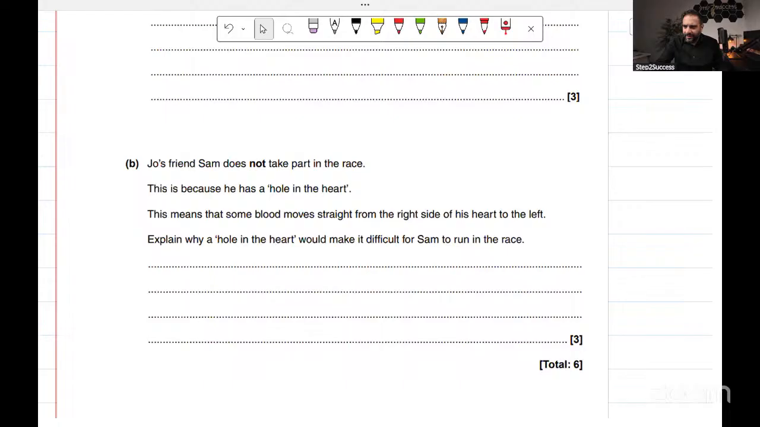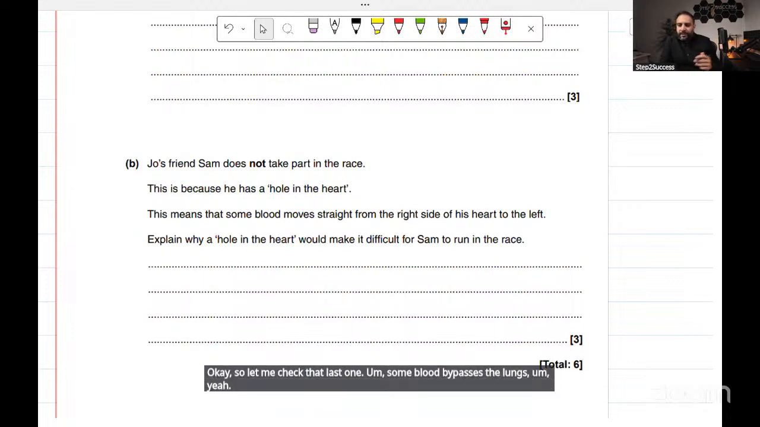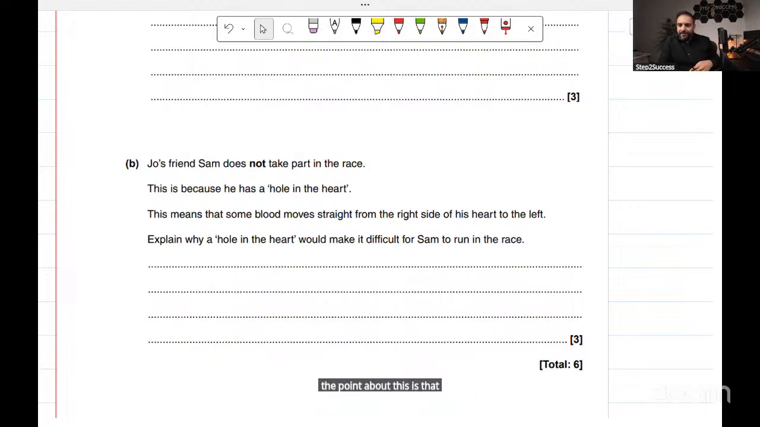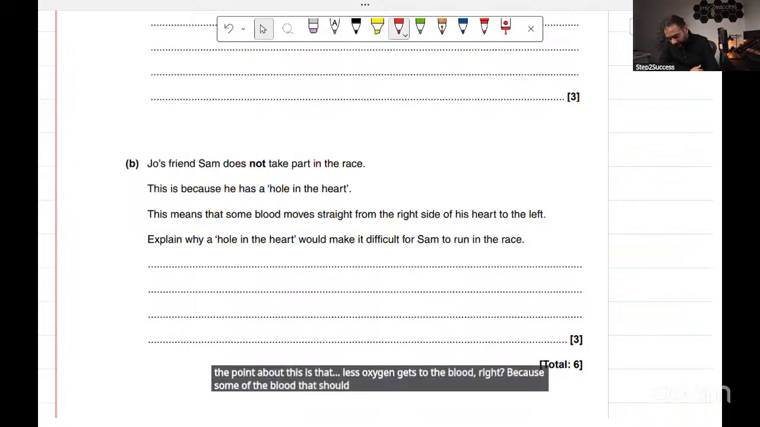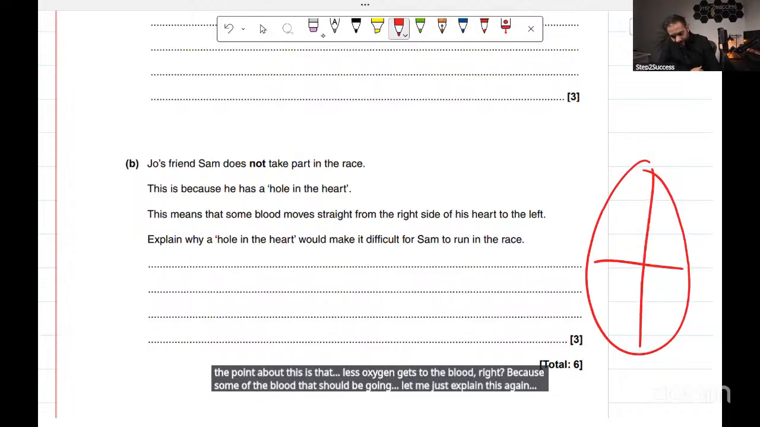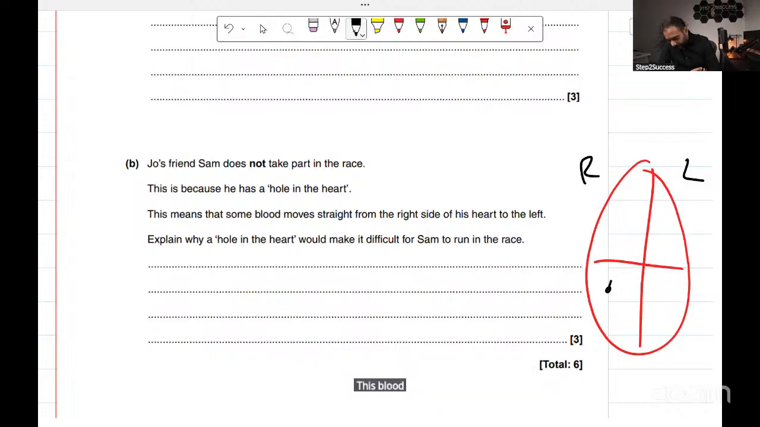Okay, so let me check that last one. Some blood bypasses the lungs. The point about this is that less oxygen gets to the blood. Let me just explain this again. So this is the right side, this is the left one, it's the opposite way around as you look at it. This blood here should be going to your lungs to collect oxygen, right?